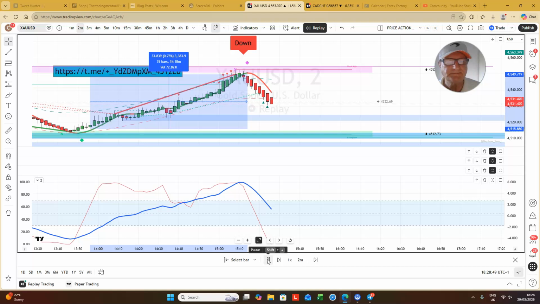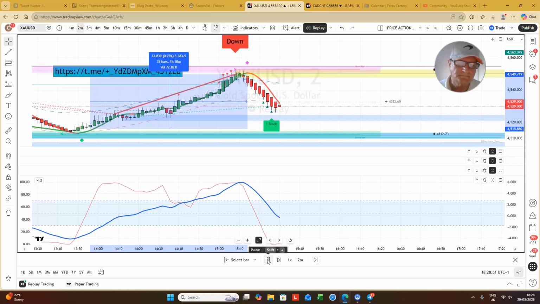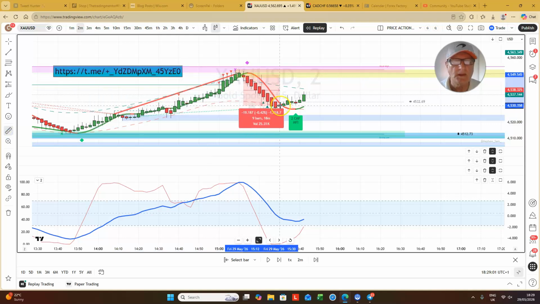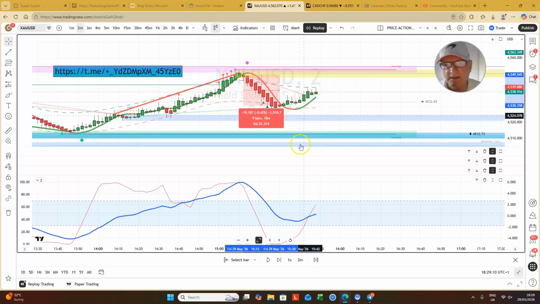Down. 191 pips. You'll get the signals when they're ready. Buy, buy, buy. Hold, hold, hold.